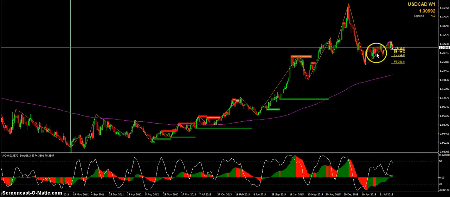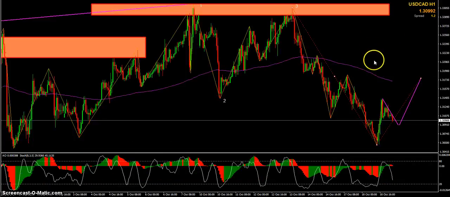We may see some weakness in the short term on the US dollar, but in the long run, we're probably going to see some strength, especially if the Fed increases interest rates in December, which majority are expecting.